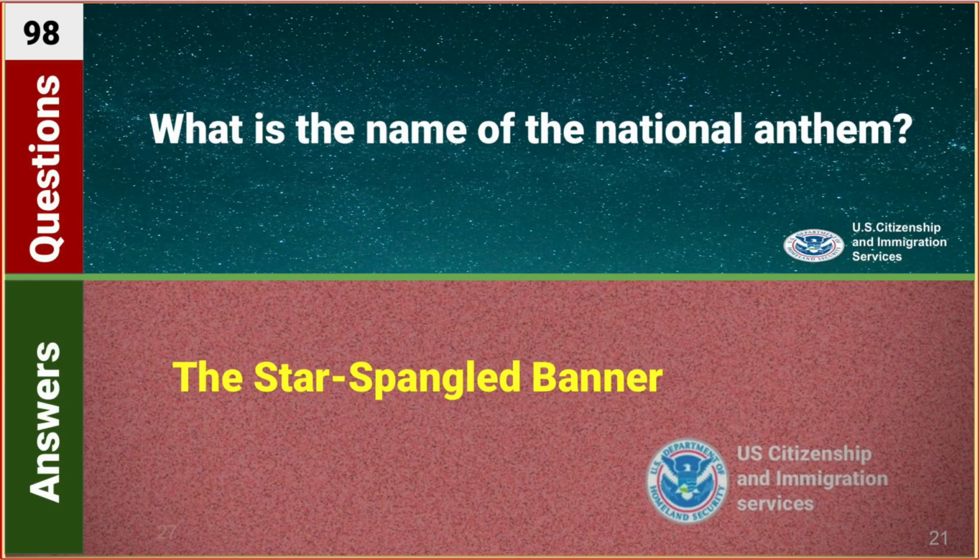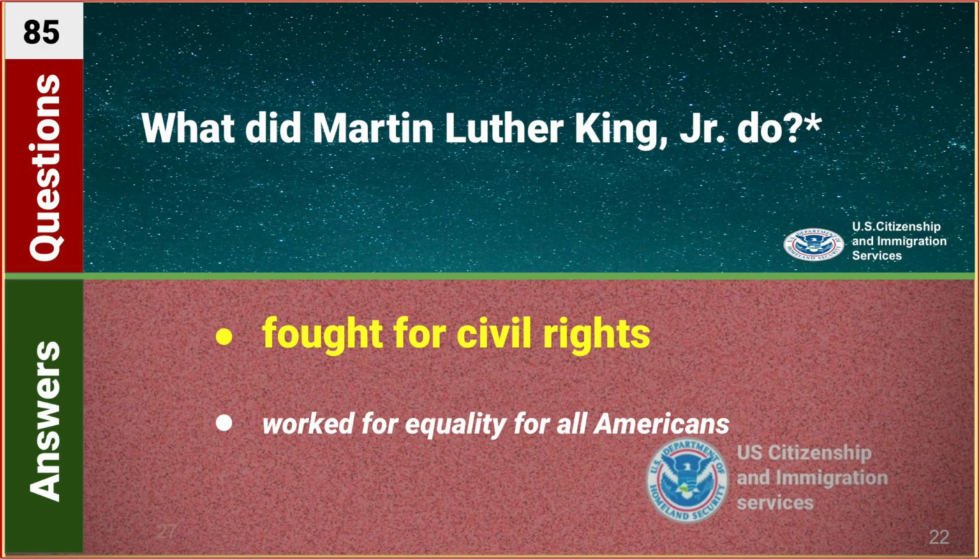What is the name of the national anthem? The Star-Spangled Banner. What did Martin Luther King Jr. do? Fought for civil rights.